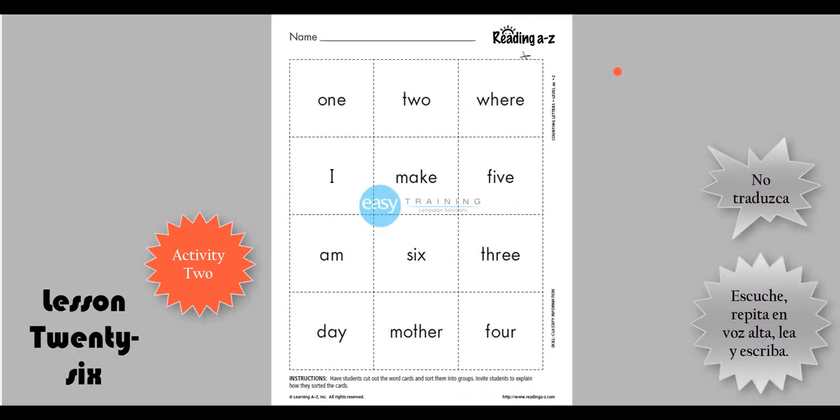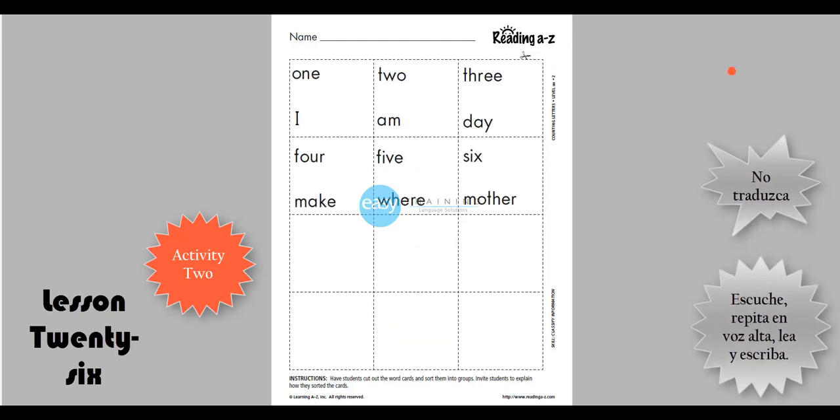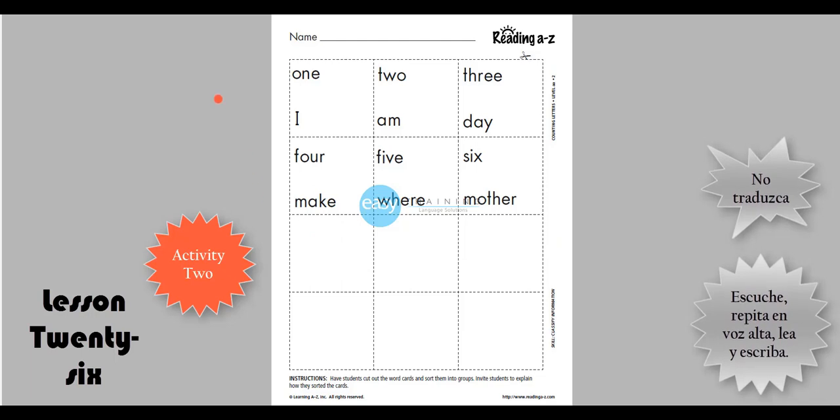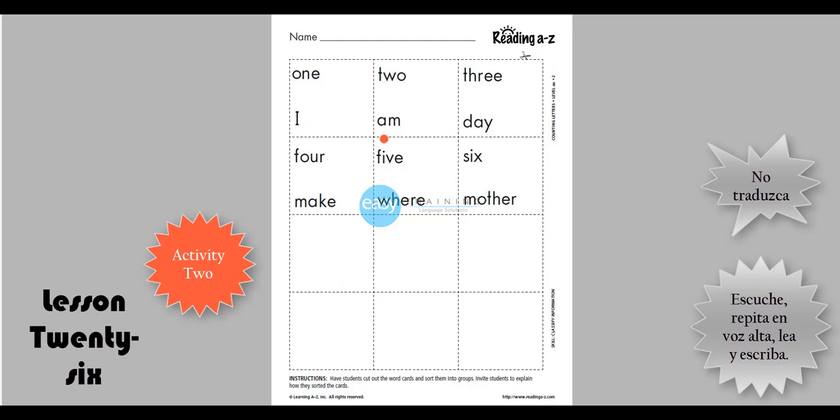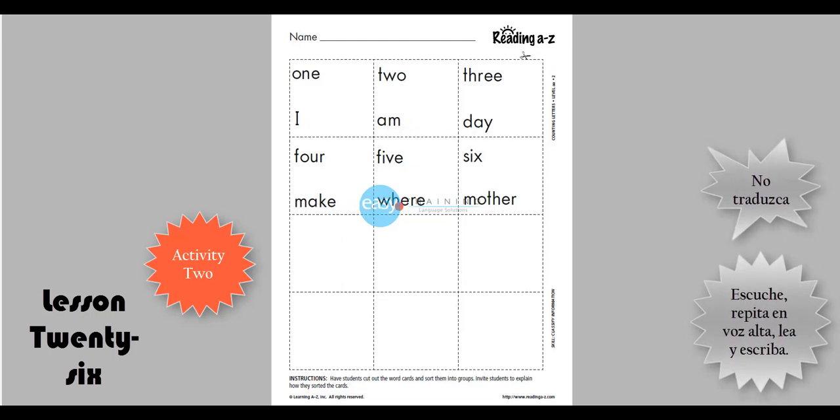This activity also consists in sorting the words out into groups. Let's do it. As you can see, I have sorted the words out into groups. First, numbers. 1, they are in order. 2, 3, 4, 5, 6. And then the words. I, am, they, make, where, mother.